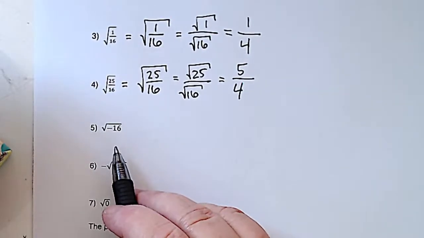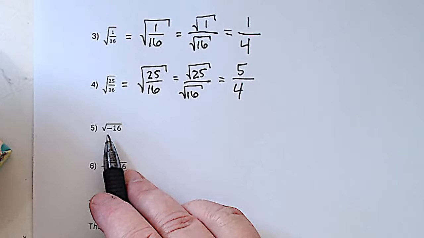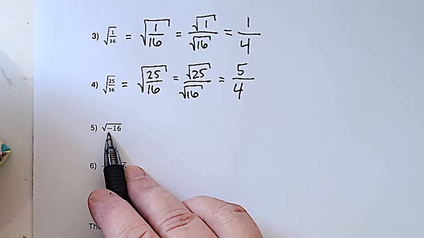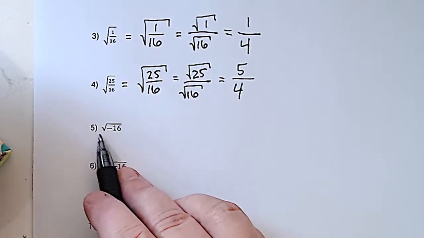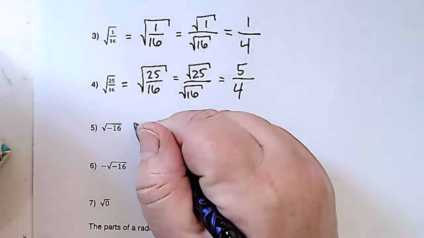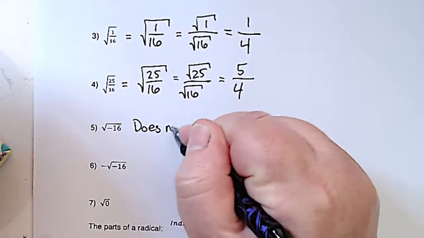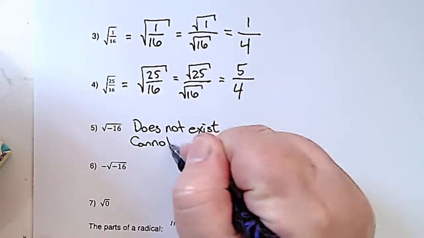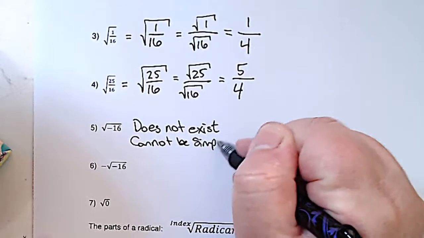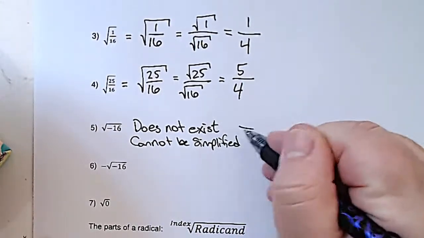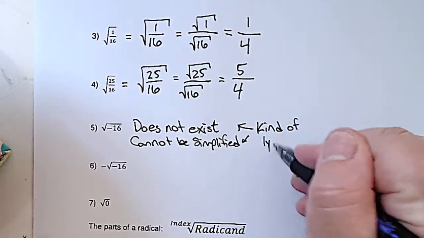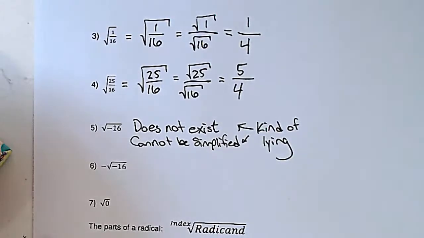Okay, so what's going to be a problem? Well, until the very end of this chapter, we're not going to be able to deal with negatives. So what we're going to say is if there's a minus sign inside a square root, inside a radical sign, we're going to say does not exist, cannot be simplified. Now, both of these are kind of lying. Because this can be simplified. You just might not know how to do it yet.